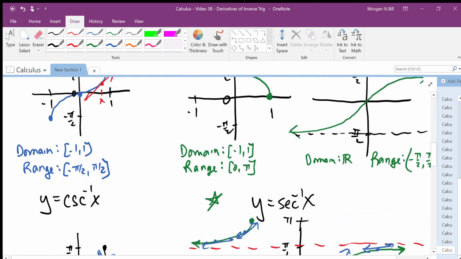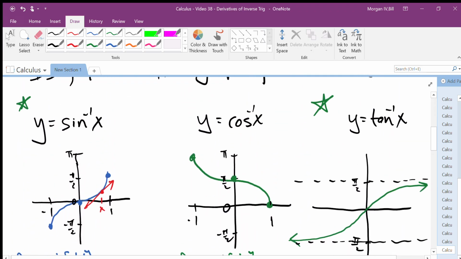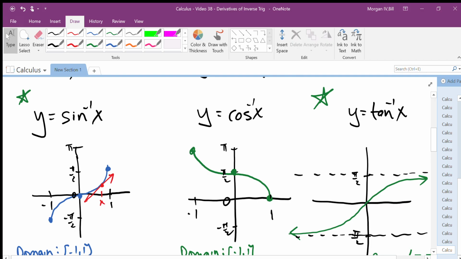And the reason is the derivative of the inverse sine of x turns out to be the exact same thing as the derivative of the inverse cosine of x, only the inverse cosine of x is the negative form. The derivative of the inverse cosine of x is the negative of the derivative of the inverse sine of x. It's the same derivative, only the one for the inverse cosine has a negative sign with it.